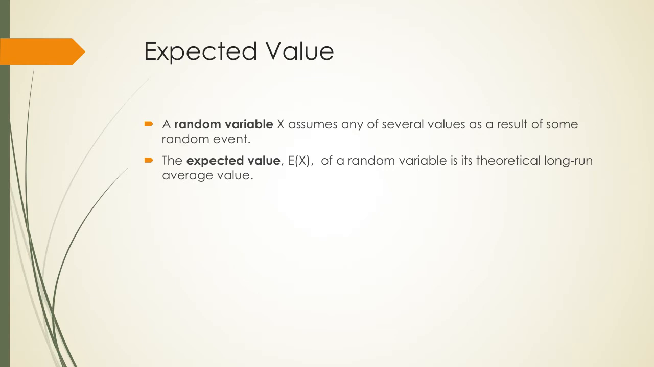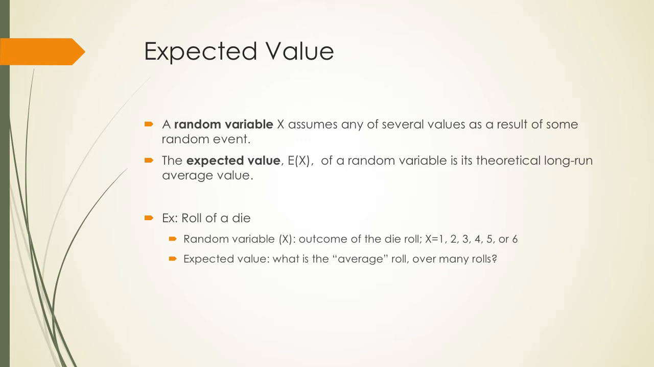A random variable, denoted by capital X, represents the possible values of a random event. We can think of a random variable as ranging over the values in the sample space for a random process. Then the expected value for a random variable is a theoretical long-run average value, that is, the average value of x over many trials.